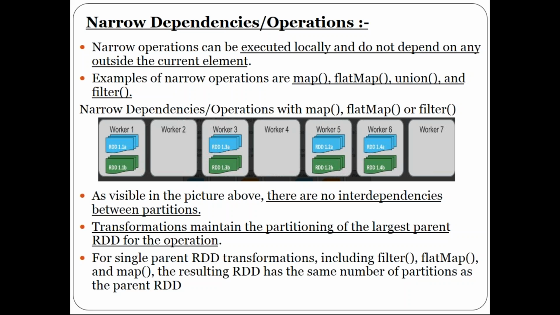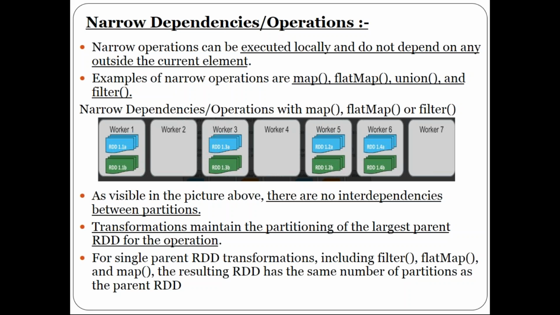Now look at the diagram. In here, you have RDD 1A, 1B, 13A, 13B, 12A, 14A, 12B. Here, there are no dependencies between partitions. Each partition is doing its own work. The transformations maintain the partitions of the largest parent RDD of the operation, which means, like I said earlier, your parent RDD and child RDD. Parent RDD is the main RDD that has elements grouped. Now, each individual child RDD is combined together forming a parent RDD. Here, the transformations are maintaining the partitions of the largest parent RDD for the operation.